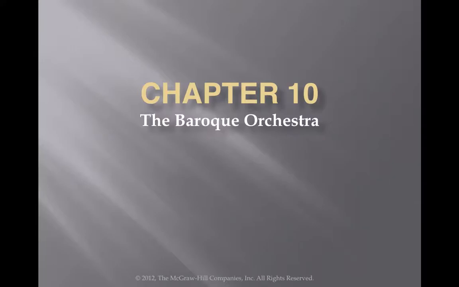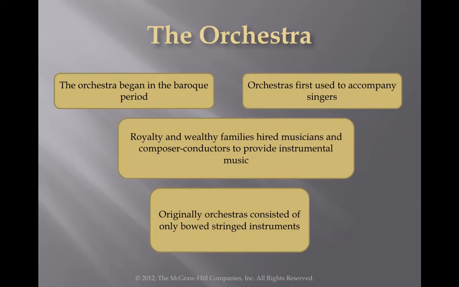We will continue exploring Baroque instrumental music with Chapter 10, the Baroque Orchestra. We begin talking about the orchestra in the Baroque period because that's basically when it began. It's when the group of instruments known as an orchestra were first used in the world of music. This started with accompanying vocal music, such as operas and cantatas and oratorios, which we've studied in previous chapters.